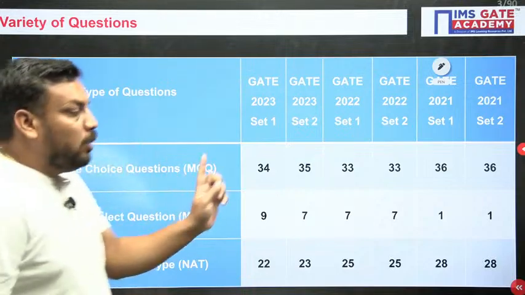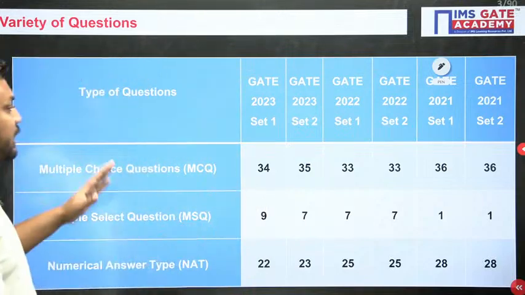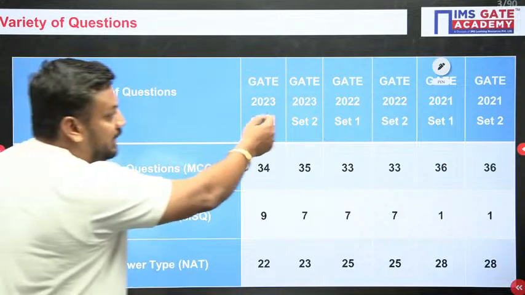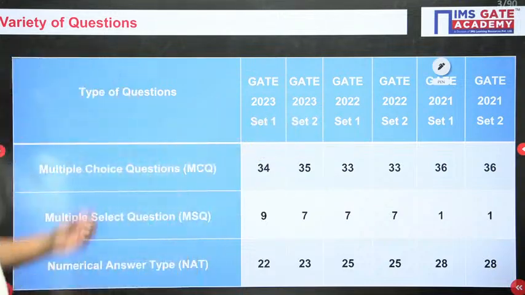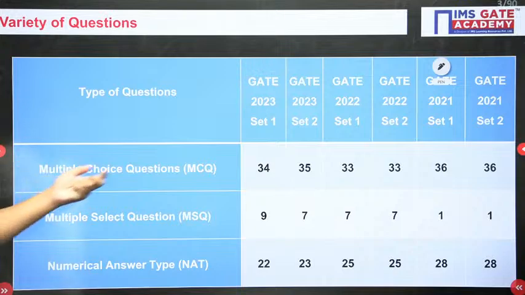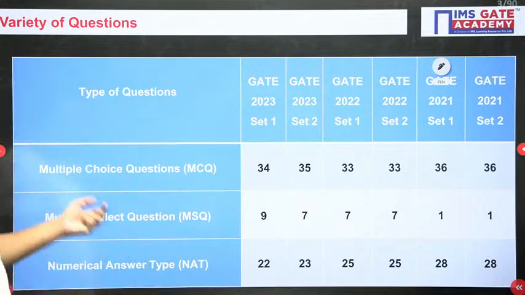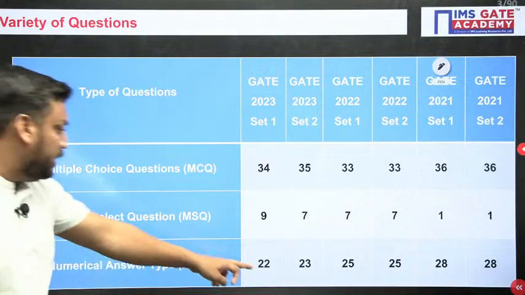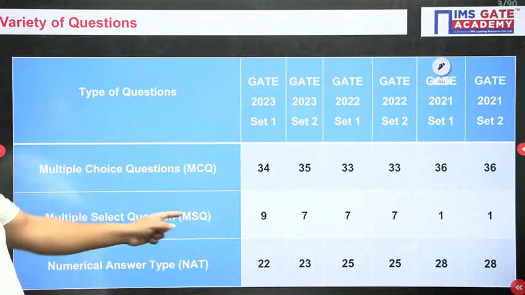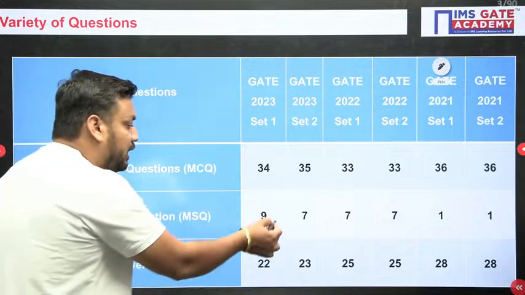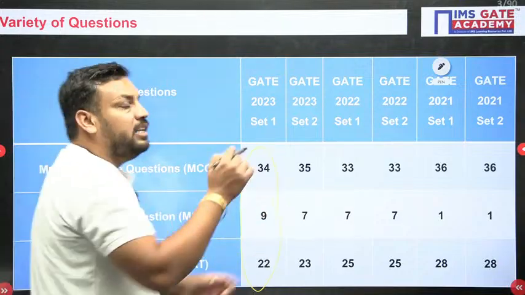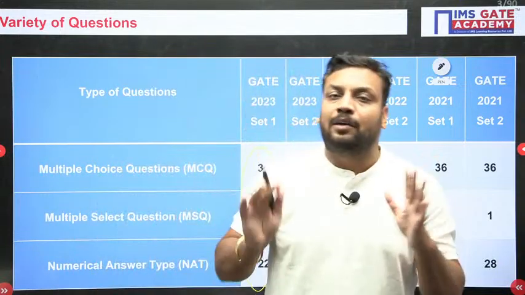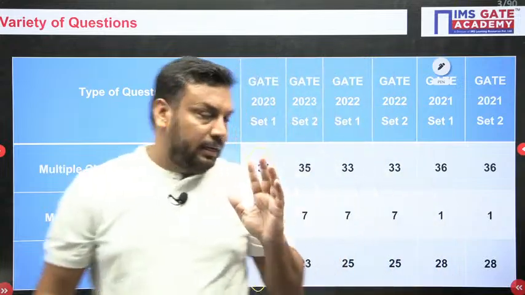If I talk about the pattern of questions, before that, till GATE 23, even the last 3-year data we have here. The type of questions, as you all know, 3 types of questions are generally asked in GATE. MCQ questions 34, NAT questions 22, and multiple select questions MSQ was 9. This is the pattern of questions in GATE 23, last year.